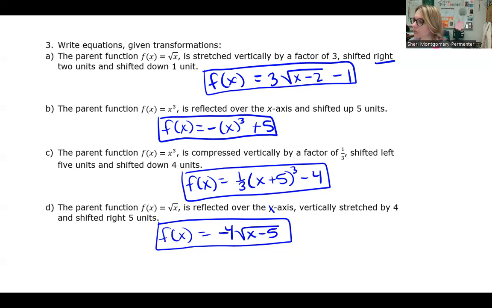So you might be given an equation and you've got to give me the description verbally, or I might verbally give you a description and you've got to give me an equation. We should be able to go either direction.